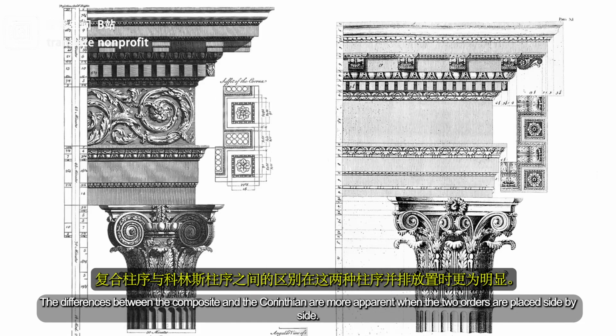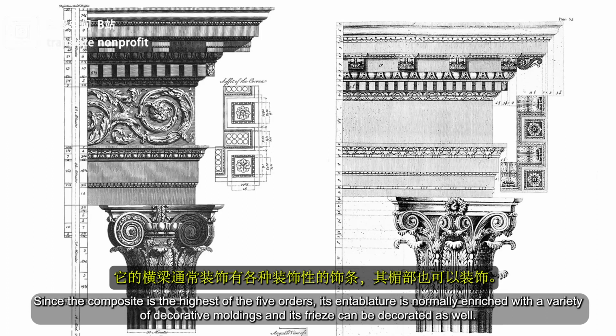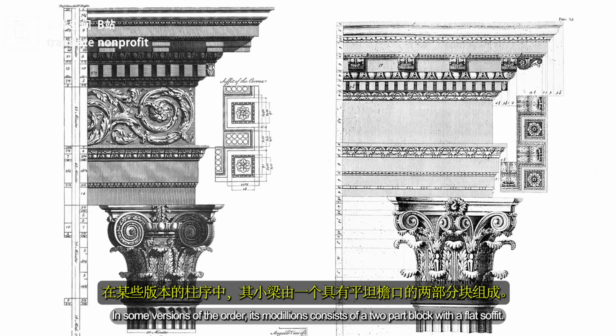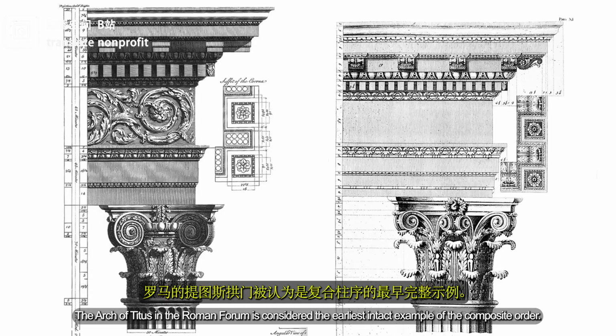The differences between the composite and the Corinthian are more apparent when the two orders are placed side by side. Since the composite is the highest of the five orders, its entablature is normally enriched with a variety of decorative moldings, and its frieze can be decorated as well. In some versions of the order, its modillions consist of a two-part block with a flat soffit. However, the order is often seen with Corinthian-type scrolled modillions.